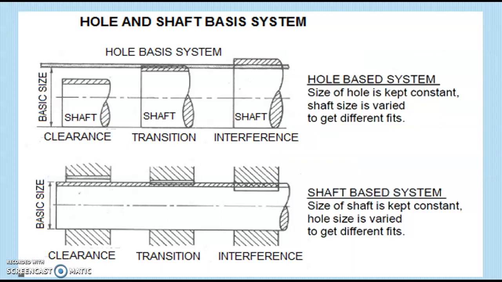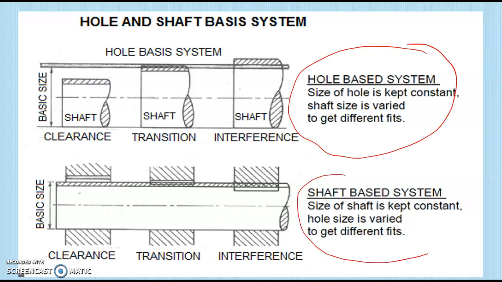For getting a particular fit, we need to change the size of hole and shaft. But if we change both, it may be complicated. In order to simplify the process, we either fix the hole size or the shaft size and vary the other to get the different fits. If we fix the hole, then it is known as the hole basis system. Otherwise, if we fix the shaft size and vary the size of the hole, then it is known as the shaft basis system.